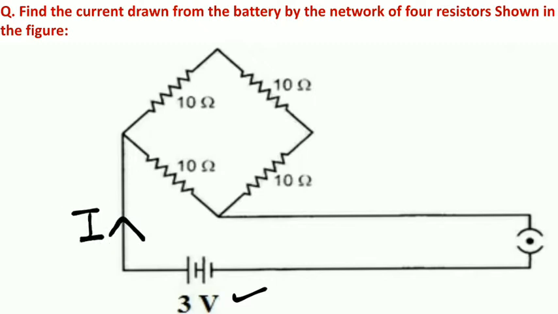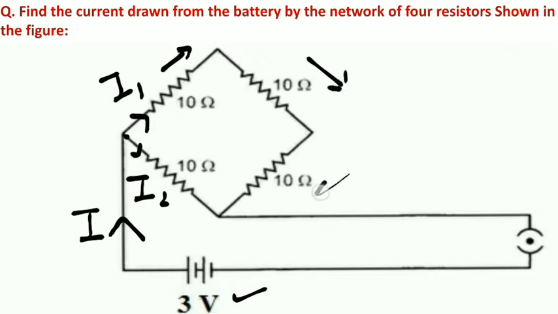And this current, when it reaches this point, divides into two parts. Let us take the first part as I1 and the second part as I2. So this part I1 flows through this resistor and this resistor. This I1 is the same for this 10 ohm, this 10 ohm and this 10 ohm. It means in these three resistors the current is the same, which is I1. So when the current is the same in these three resistors, these three resistors are in series.